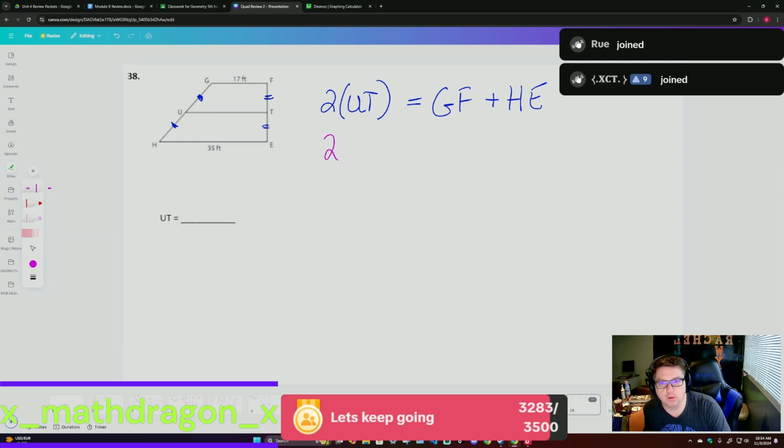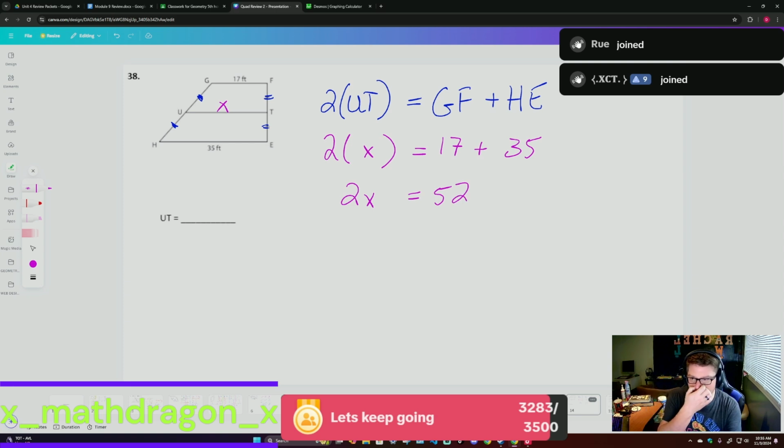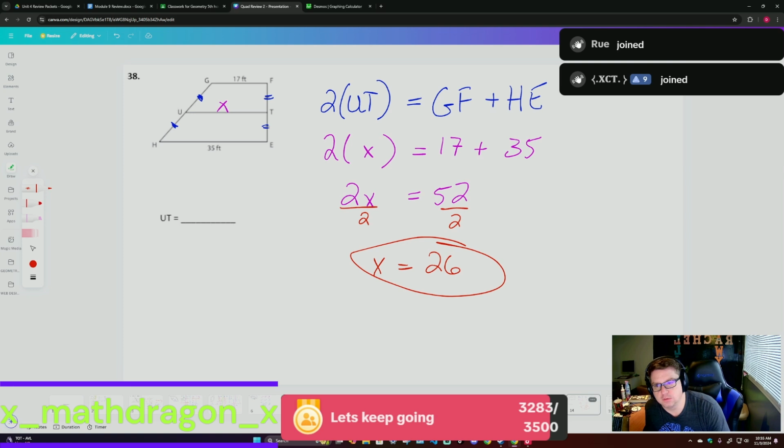So what we're going to do is 2 UT, we don't know, we're going to call X. GF we know is 17, and then HE is 35. So 2X equals 52, and then get rid of the 2, so we'll divide by 2, X equals 26. So then UT equals 26. If it was something else, then we could plug it back in to whatever it was. So maybe this was X plus 5 or something instead of just unknown X.